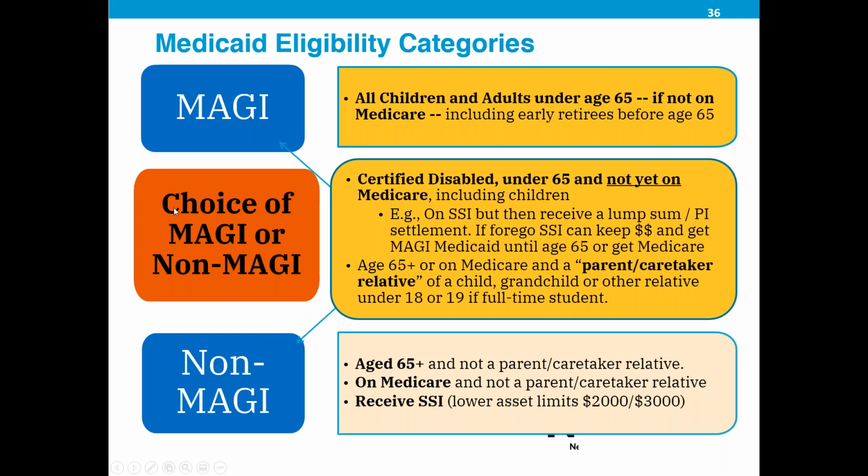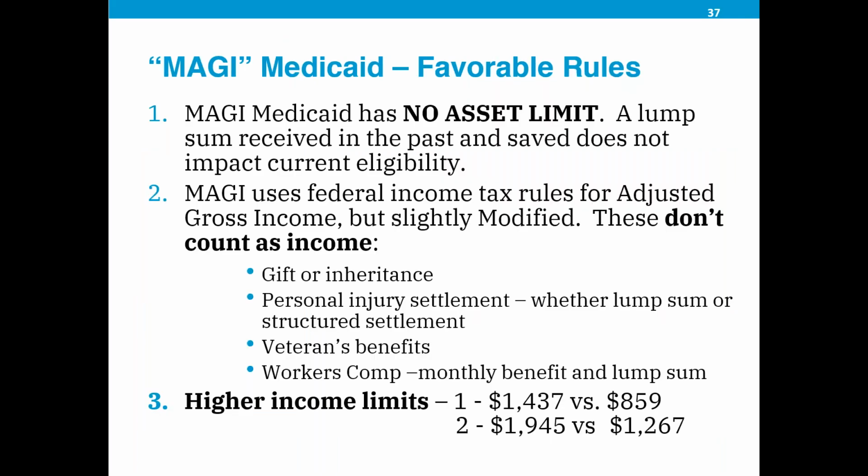And then the caretaker relatives of any age, even those of us who work mostly with the elderly, need to have this on our checklist to see, could this person be eligible? And here's why. What's favorable? There is no asset limit with MAGI Medicaid. A lump sum received in the past or received this week does not impact current eligibility.